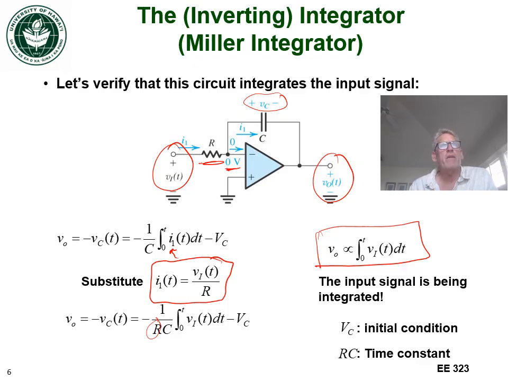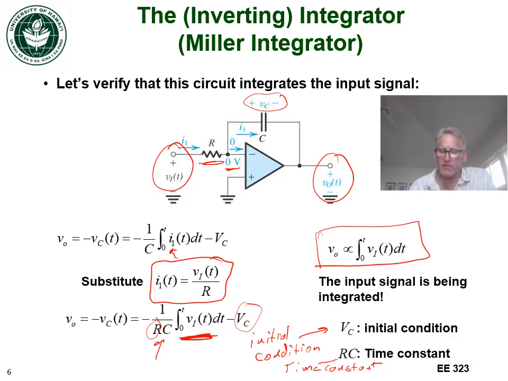Now what you can't see because it's behind the video here is Vc. This says initial condition. And RC is the time constant. Okay, so we understand now that this is integrating our input voltage. There's an initial condition and there's a time constant associated with this integral.